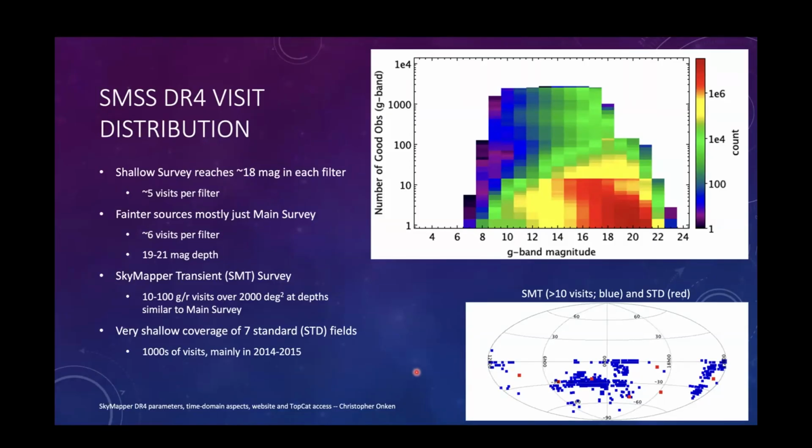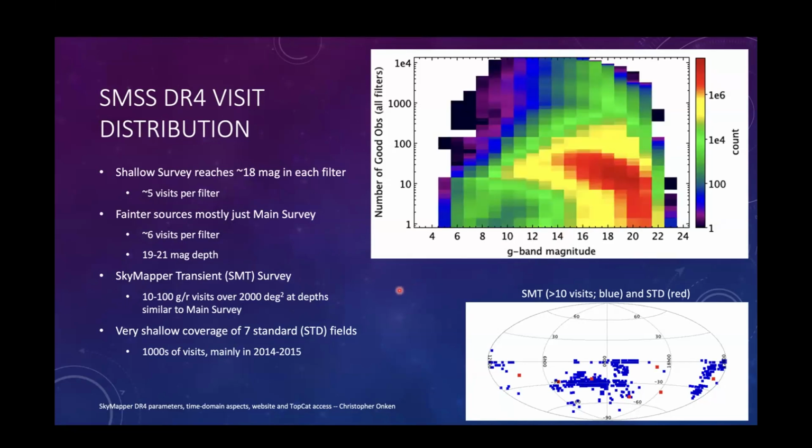In addition, in red in that sky map are 7 standard fields for which we have many thousands of repeat visits. And so at very bright magnitudes, we have many visits. At intermediate magnitudes, we have some additional coverage from the SkyMapper Transient Survey, and then we have fewer visits for the fainter objects. And this particular example shows you the properties of G-band, but if you then combine all of the filters together, the coverage has this appearance where the number of observations goes up, summing across all of the different filters.